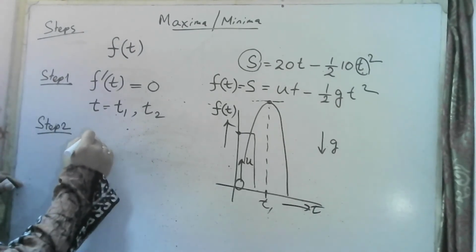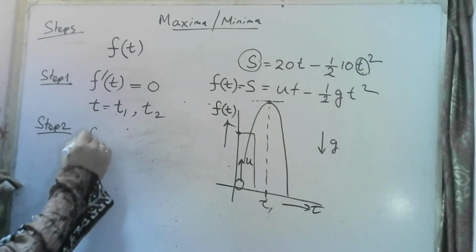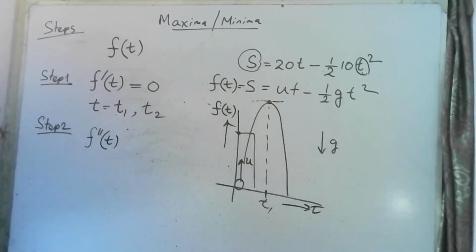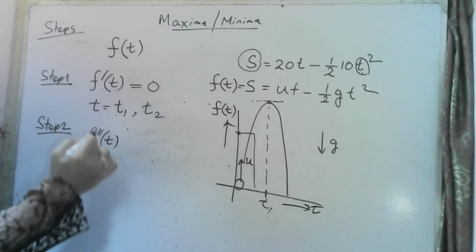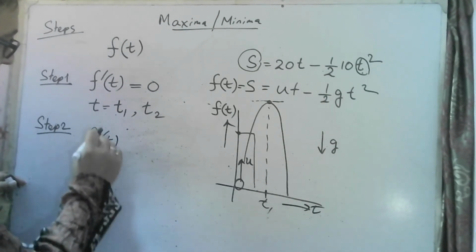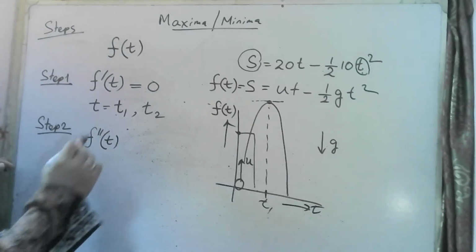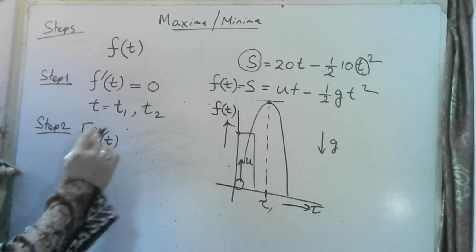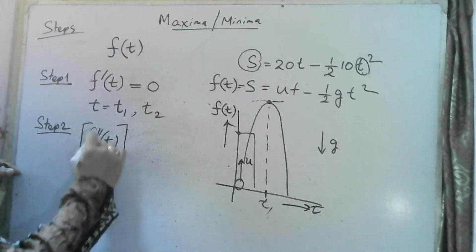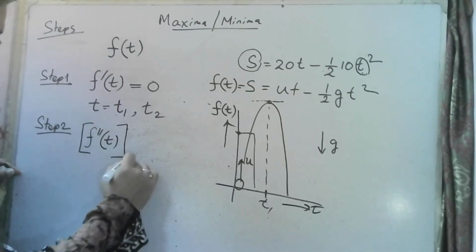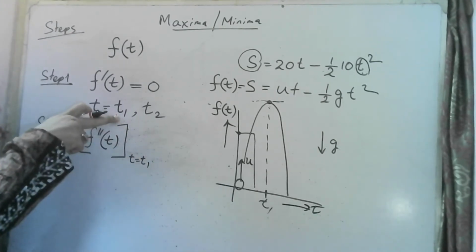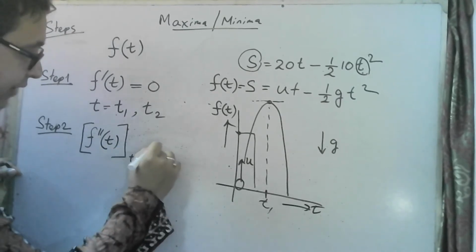That means in the second step, we will do the second order differentiation of the given function. That means we differentiate the first time, and we differentiate the second time, with respect to t. Now you will get the second derivative. You find out the second order function's value at t equal to t1. Now put the t1 value over here, and you will get some value.